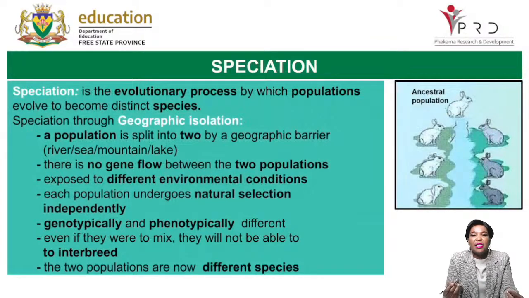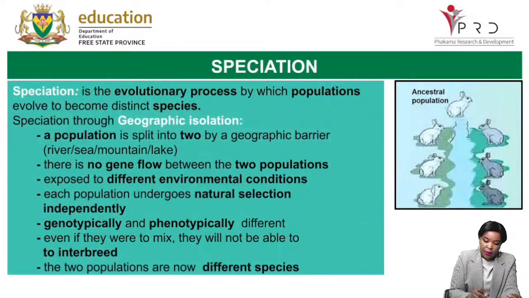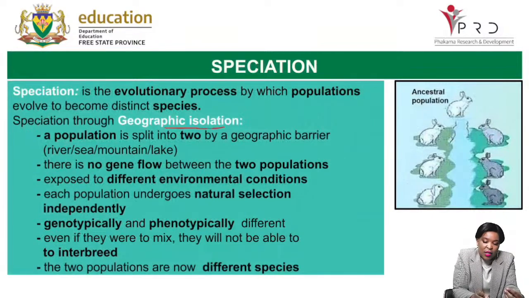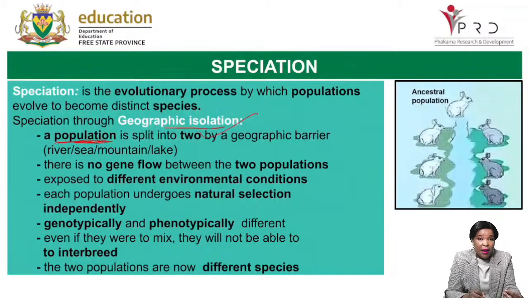So how do species form? Now, speciation through geographic isolation, meaning when there's a geographical barrier. So this is what happens. When you are explaining speciation, you do not start by writing species. Because you are forming a species, you can't start by writing species, because you will be forming which species when you have already started with species? You start with population. So a population is split into two. You get a mark for that.